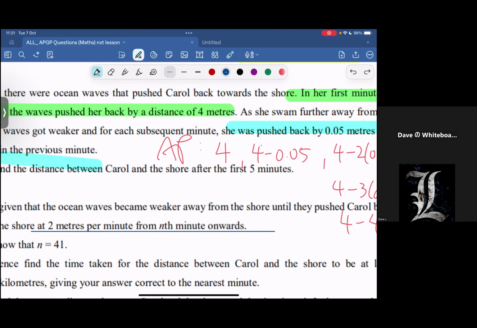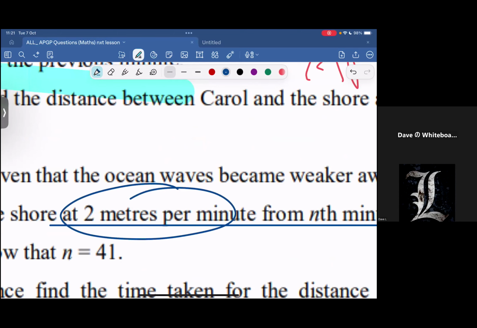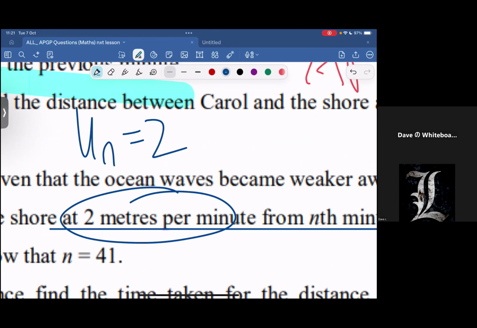Very simple. This 2 you're staring at, you just gotta ask yourself, is it an SN thing or is it a UN thing, where at the nth minute, the distance pushback is just 2 meters? So if you think about it, it has to be a UN thing. So you say UN equals 2, because you want to find the nth term onwards, where the UN value, the term of the AP, ends up at 2.